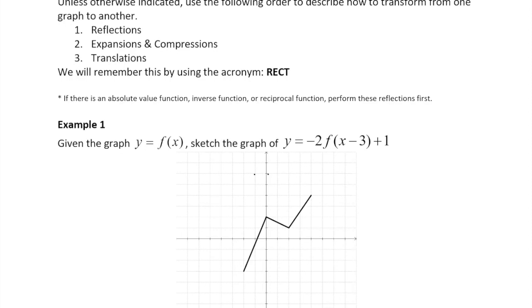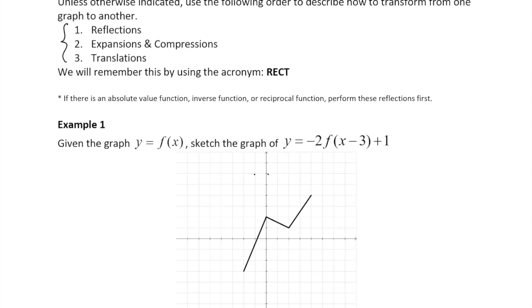Hi everyone, welcome to 2.6 Combined Transformations. Today we're going to add on from what we learned in 2.4 and 2.5, and we're going to take a look at doing multiple transformations within the same questions. So specifically, you're going to see a bunch of examples in which we reflect, expand, compress, and translate our functions.